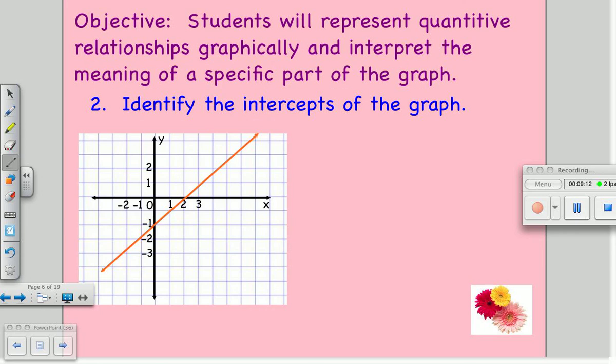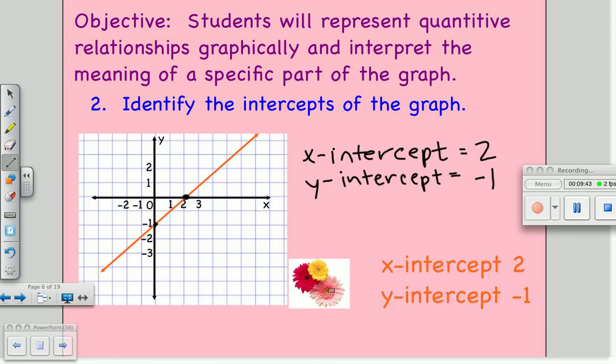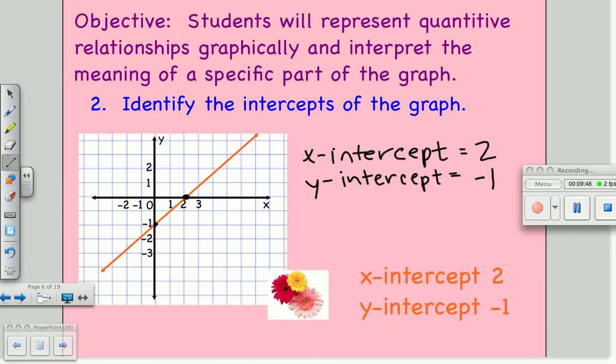On this one, identify the intercepts of the graph. The x-intercept, where it crosses x, is 2. And the y-intercept is where the graph crosses y. If you can, pause it and try to find it on your own first before I do. That's a good idea. And you should have got -1. Make sure you're drawing these graphs in your notes. If you didn't, go back and do that.